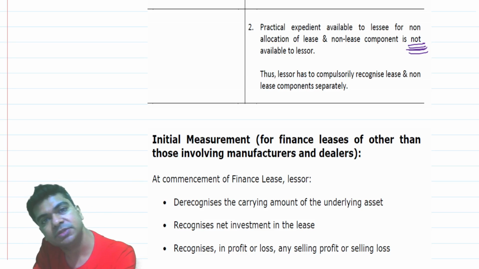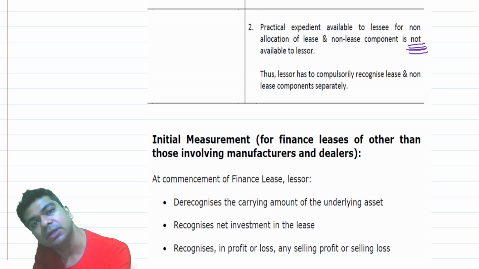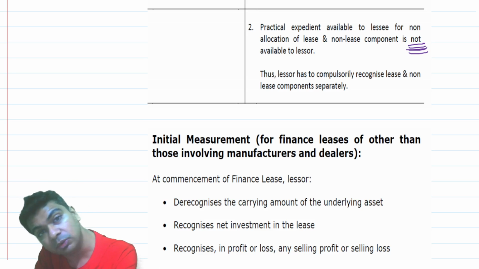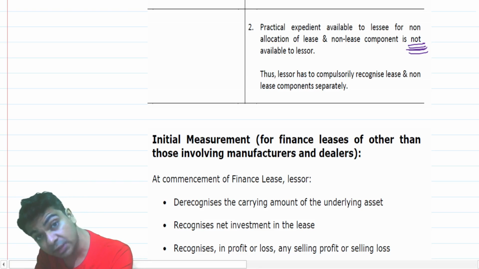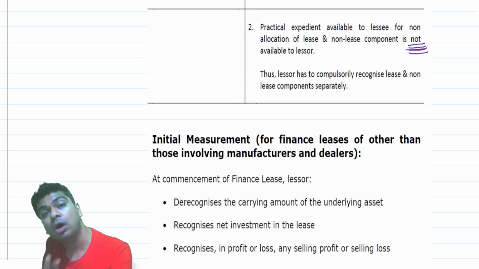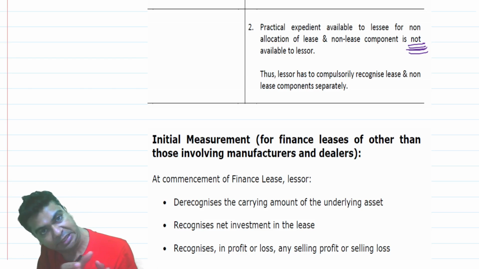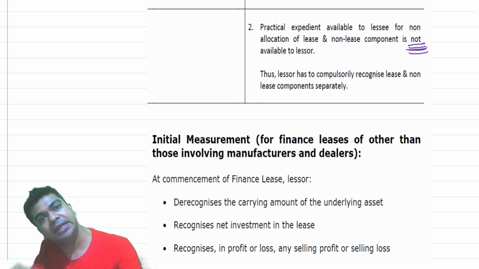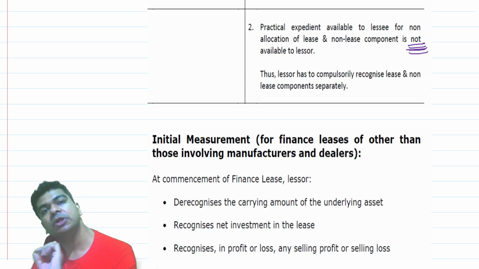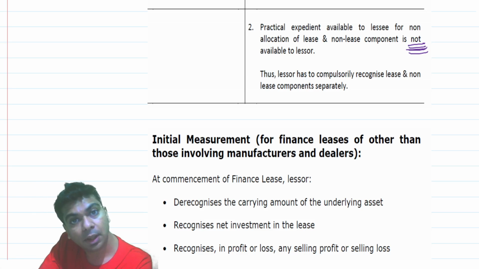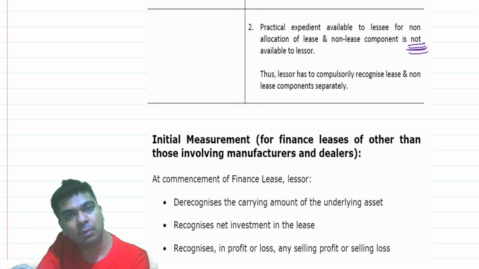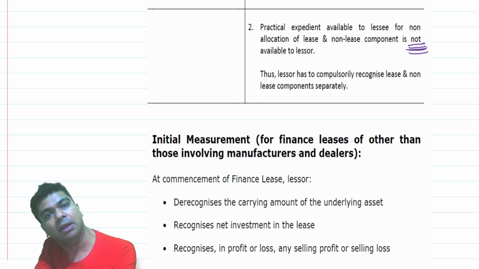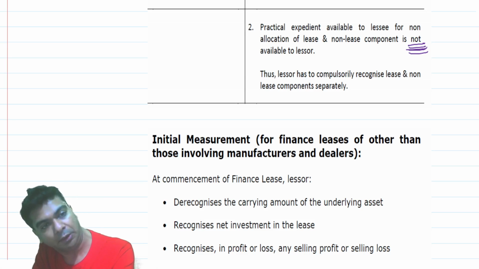Ind AS 116 argues that, see, you are a lessor, it is your business to lease out these assets, and because it is your business model that you are following, you have to compulsorily carry out the segregation of the lease payments into how much is for the lease component and how much is for the non-lease component. The relaxation available to the lessee is not available to the lessor, right?